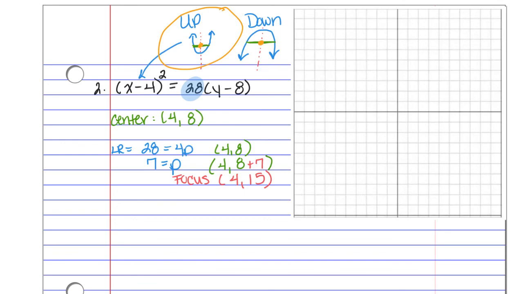So let me graph those 2 points. My graph is small, so I am going to count by 2s. 2, 4, 6, 8. Here's my center, and my focus, 10, 12, 14, 15.